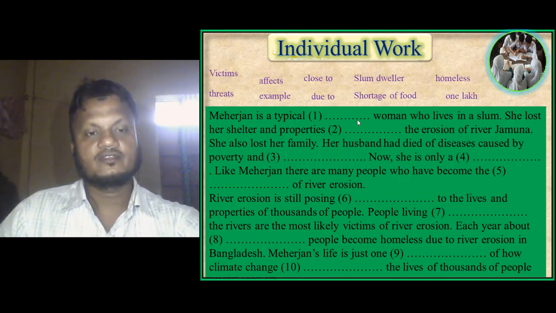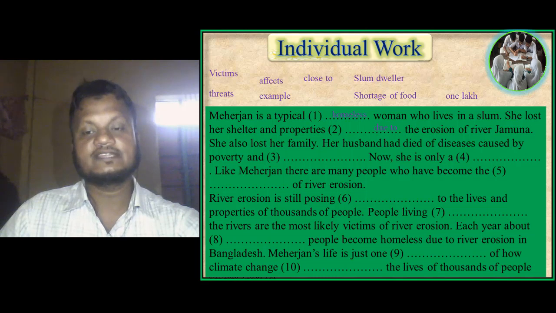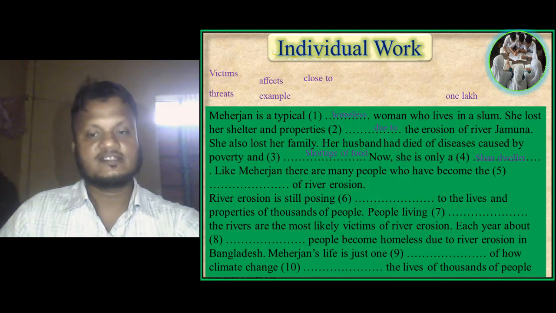Okay, learners, I hope you have done well. Now you match your answers with mine. Meherjan is a typical homeless woman who lives in a slum. She lost her shelter and properties due to the erosion of River Jamuna. She also lost her family. Her husband died of the disease caused by poverty and shortage of food. Now she is only a slum dweller.